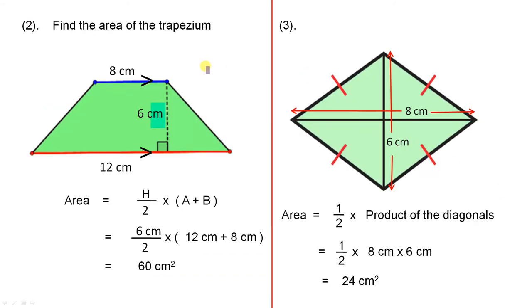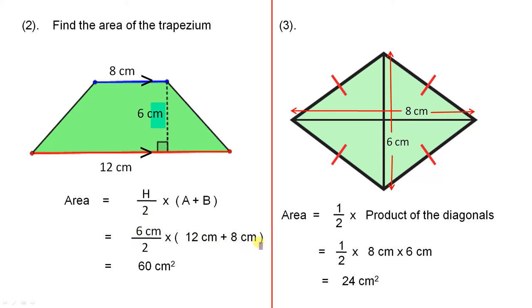Find the area of the trapezium. Here we have a trapezium where we have 12 centimetres for the base, 8 centimetres for that length there, and the distance between them is 6 centimetres. So the area, as we were given earlier, is h over 2, that is half the height, multiplied by the addition of the lengths of the parallel sides.